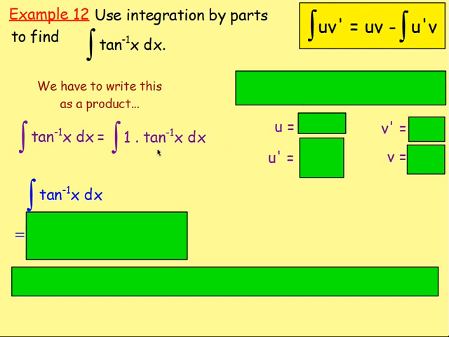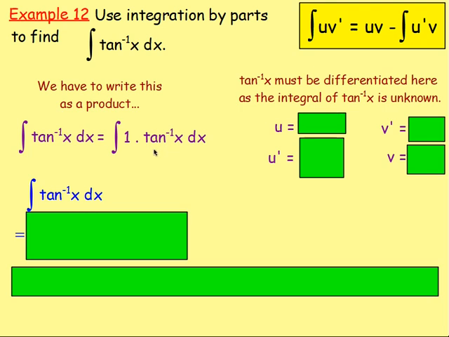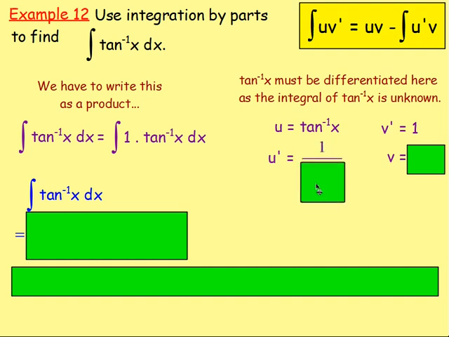After that, you're thinking, right, one part I need to differentiate and the other part I need to integrate. Which one would you differentiate? Good, you would differentiate tan to the minus 1 of x, because the integral of tan to the minus 1 of x we don't know. So u is going to be tan to the minus 1 of x, and the part we integrate will be 1. Good. If you differentiate tan to the minus 1 of x, think about differentiating inverse trig functions. That will give us 1 over 1 plus x squared. And if we integrate 1 with respect to x, we just get x.